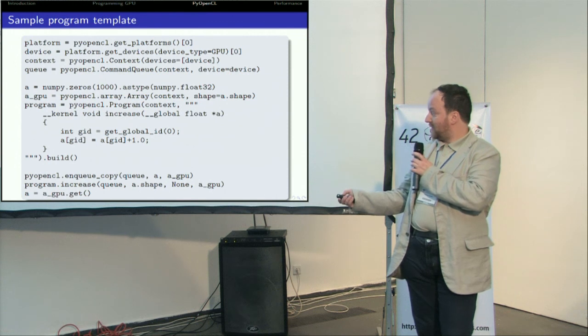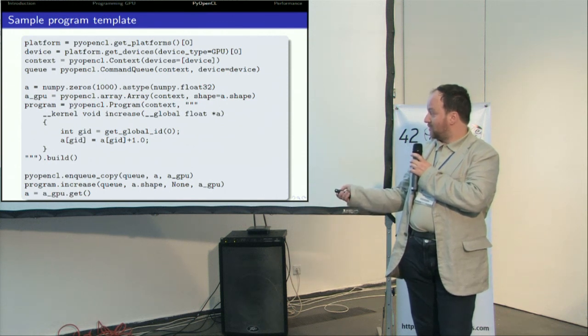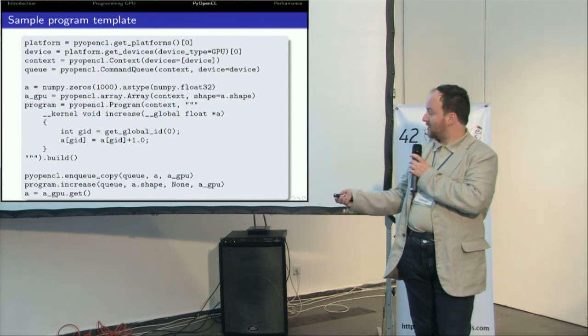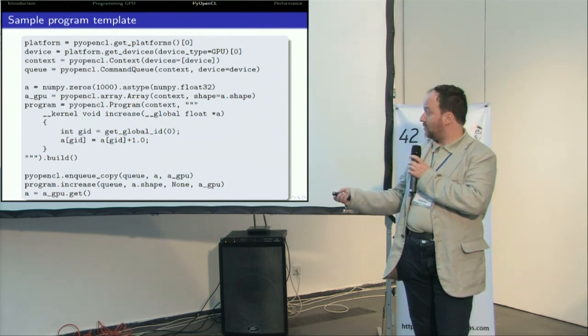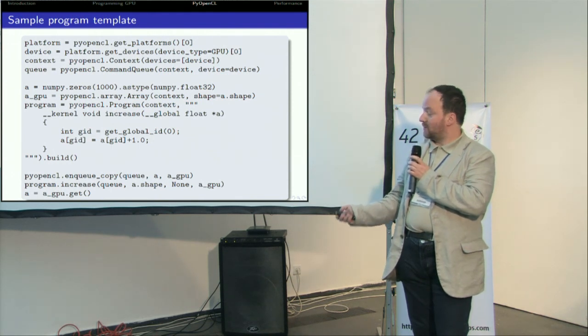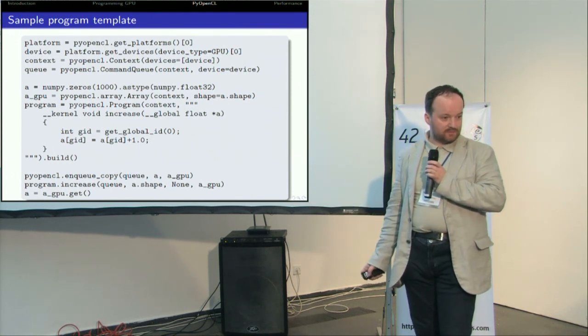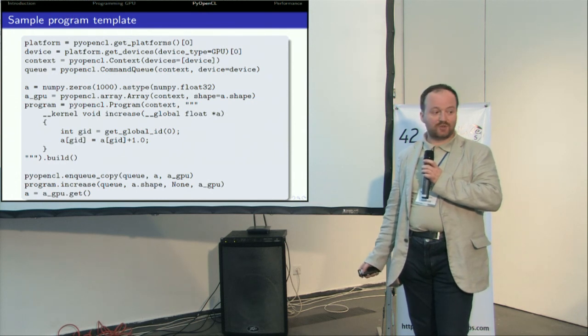Then we copy data from the CPU to the GPU. We run this kernel with the queue, with the shape on this data, and we get the data back. Are there any questions about this code?